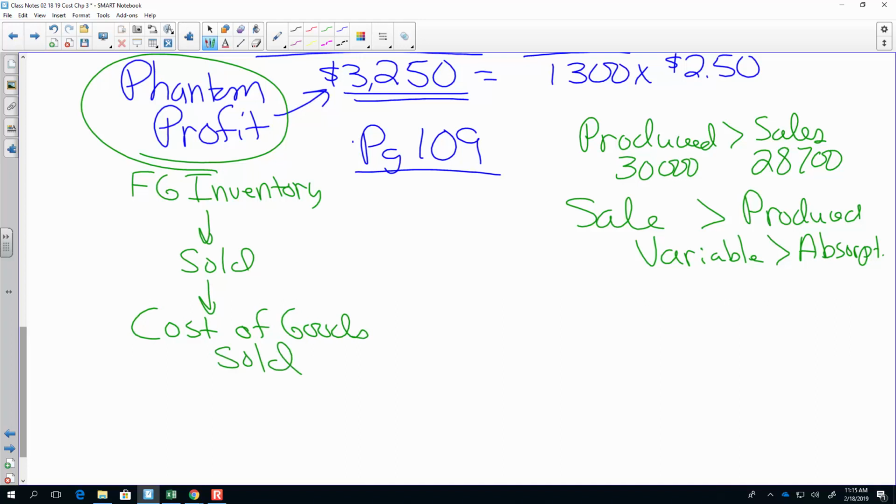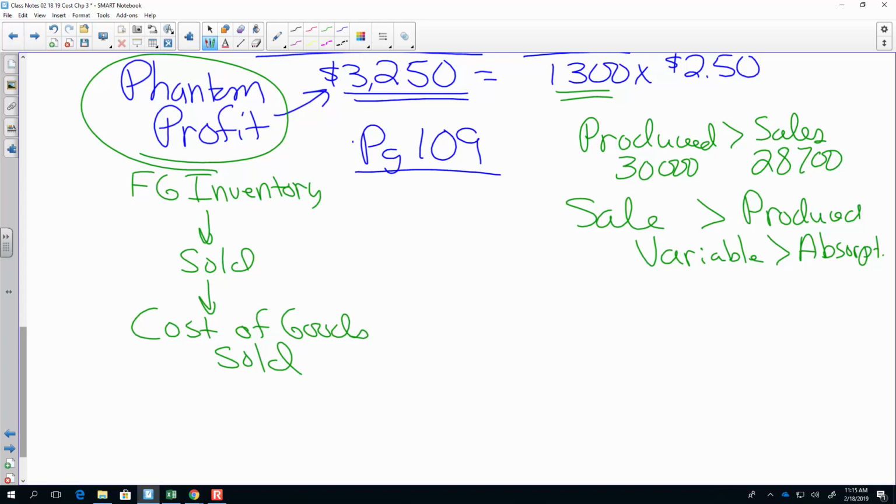Right? So eventually that $3,250 is eventually going to come out when we sell those units. How many units? These 1,300 are going to be pushing through. That's why when our sale units are greater than produced, the variable will generate more income, because under the absorption then, a lot of that's coming out of inventory. And that's what brings down our profit.